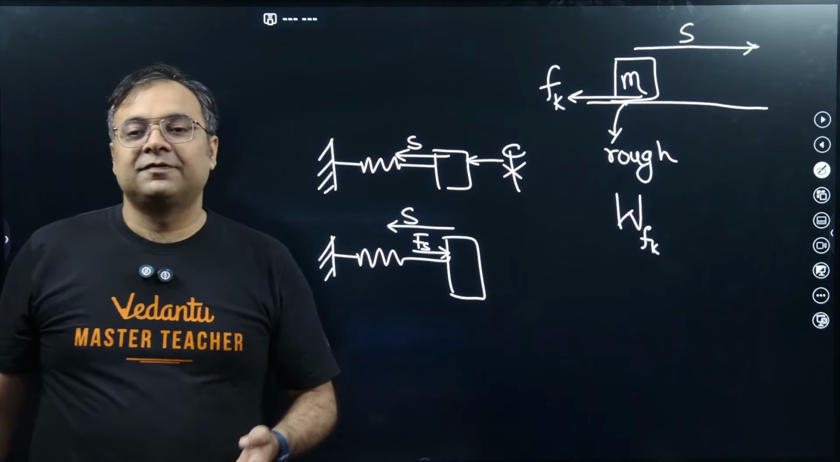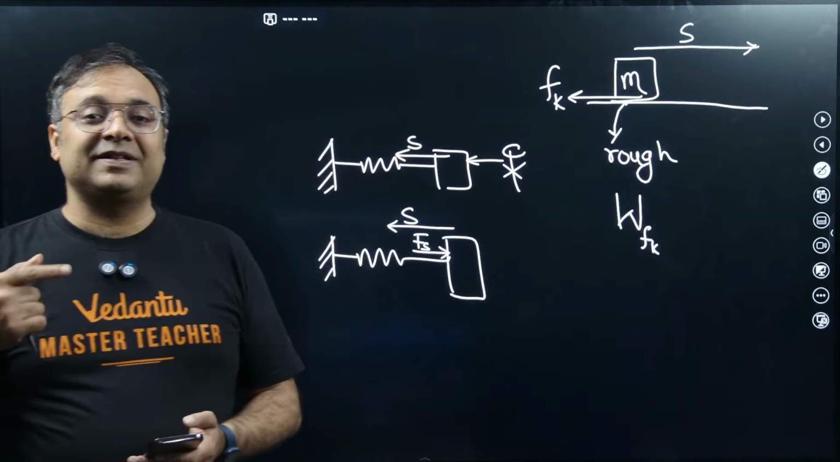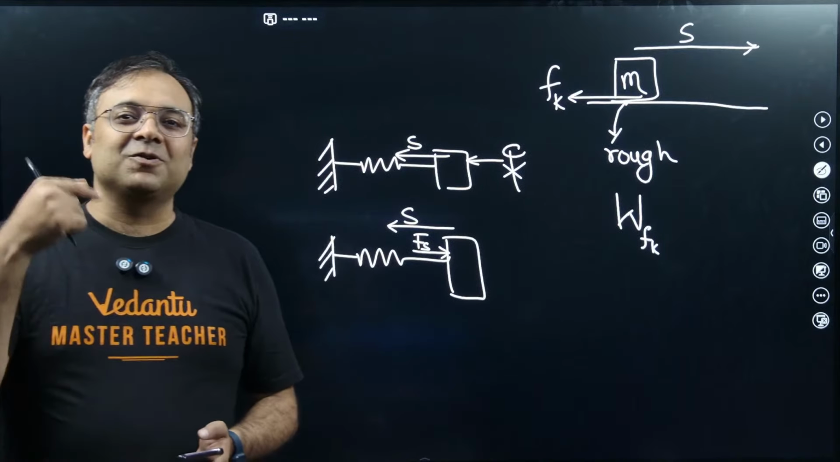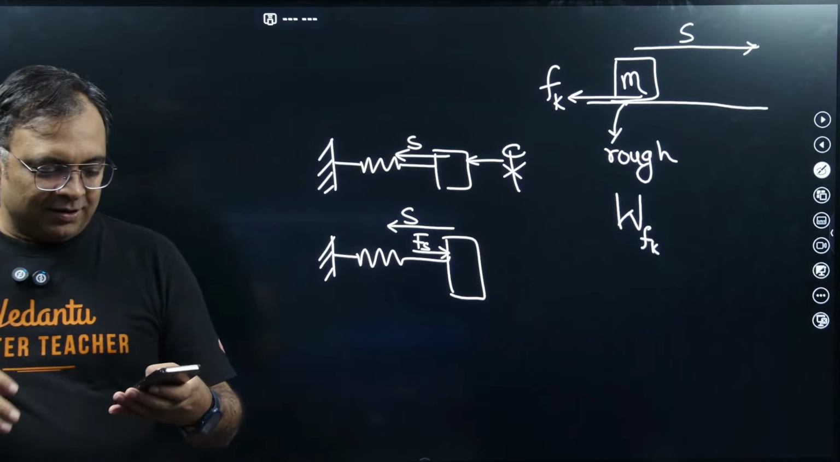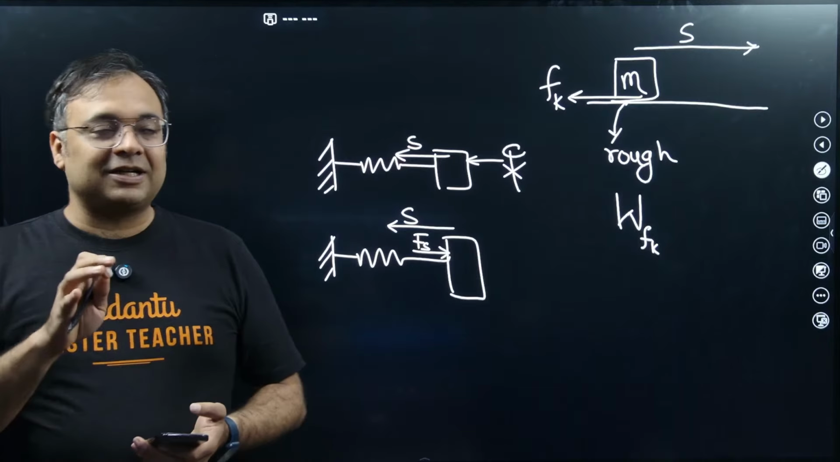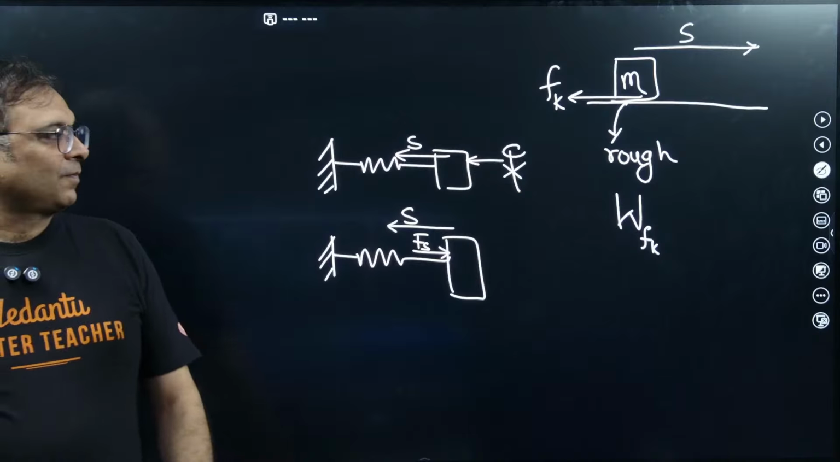It is negative. Reason? You can see force and displacement are in opposite directions. The angle between them is 180. So F into S into cos of 180 is negative. That is why the work done in this scenario will be negative. Okay, so keep this in mind.